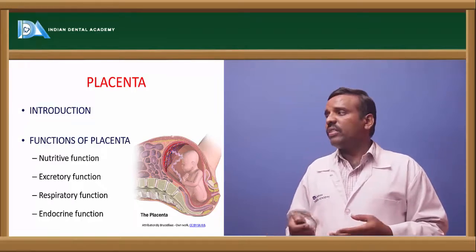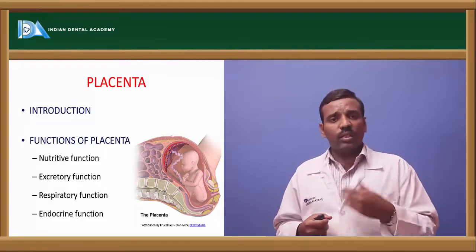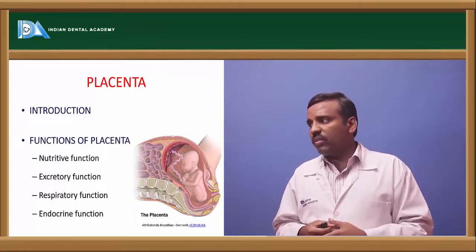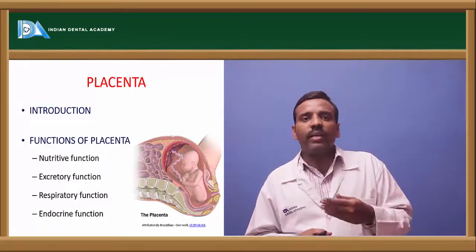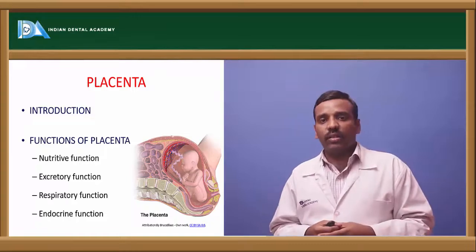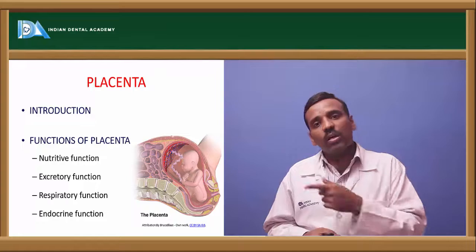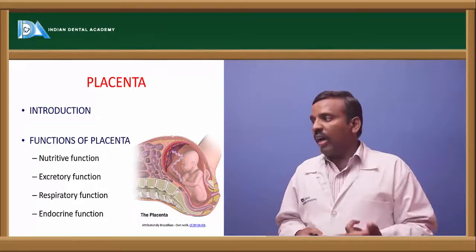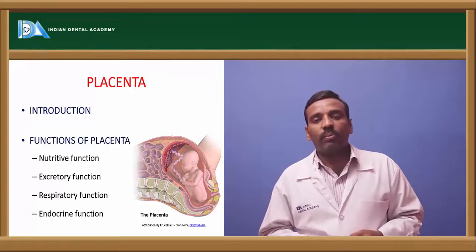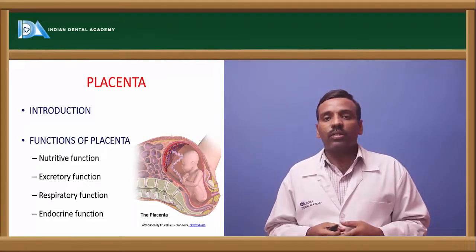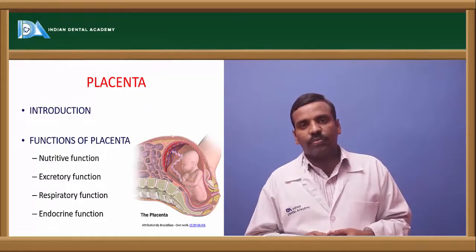If you see the functions of the placenta, one is the nutritive function, supplying nutrition to the fetus. The excretory function: the excretion from the baby goes through the placenta. Next, the respiratory function, supplying gases to the fetus through the placenta. And the endocrine function: the hormones required by the baby are supplied through the bloodstream of the placenta.